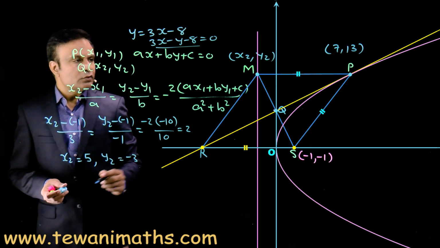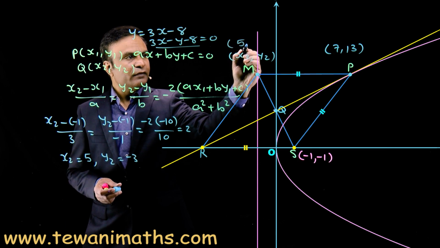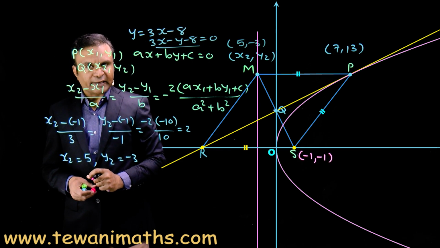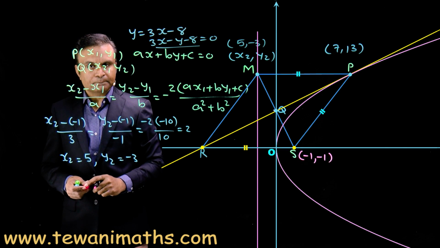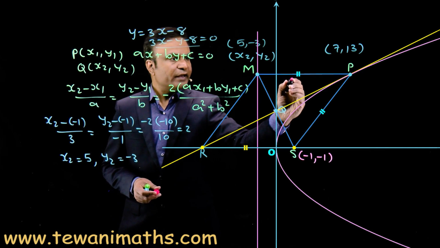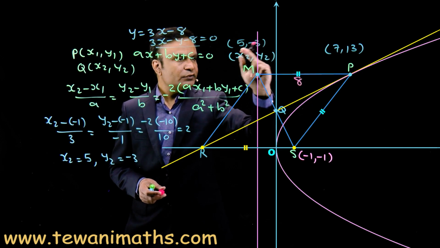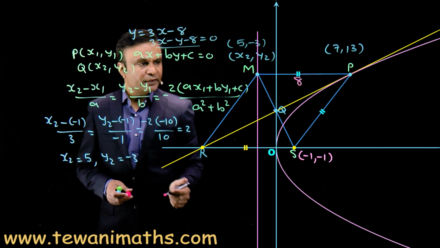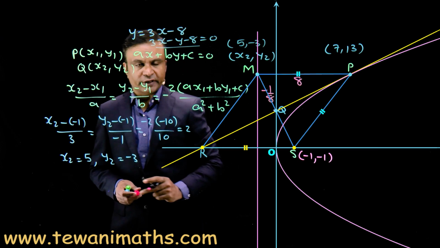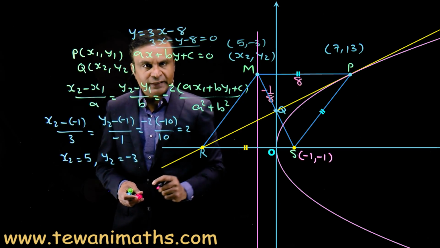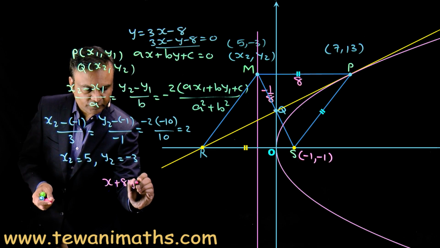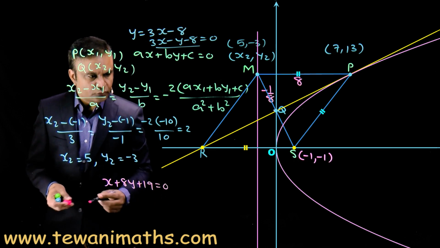So we got the coordinates of point M. Coordinates are (5, -3). Now, can we get the slope of the directrix from this diagram? The directrix is perpendicular to MP. The slope of MP is 8, using these 2 points. So the slope of the directrix is -1/8. We have the slope, we have a point. So the equation of the directrix is x + 8y + 19 = 0.